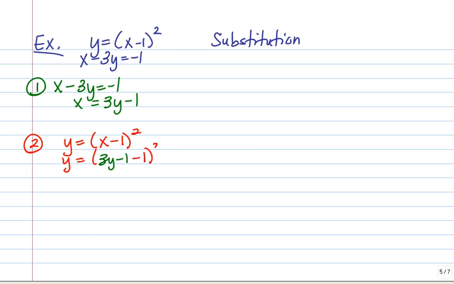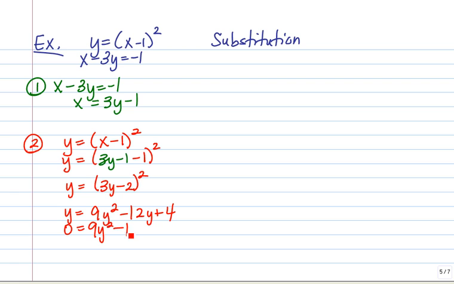And then the rest of my equation stays the same. So I would really have y is equal to 3y minus 2 squared. So to solve this, I've got to square this binomial. I would get 9y squared minus 12y plus 4. This is a quadratic equation, so we need to solve it by subtracting the y to get 9y squared minus 13y plus 4. Now this equation factors because 9 times 4 is 36.